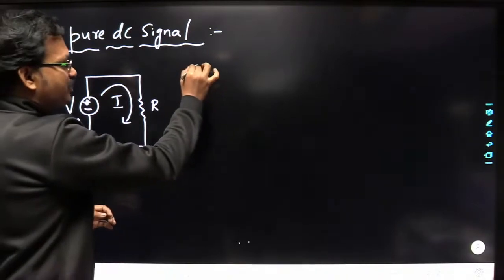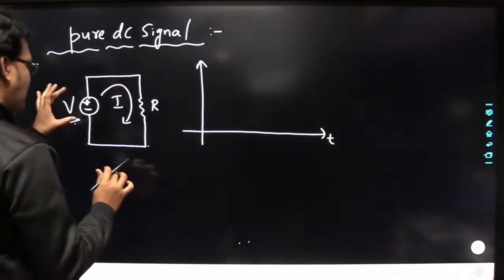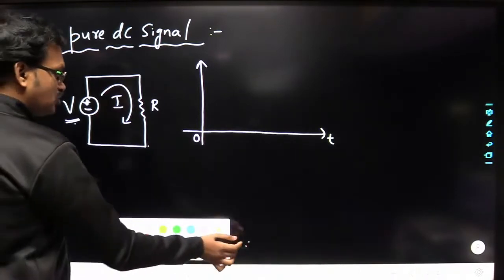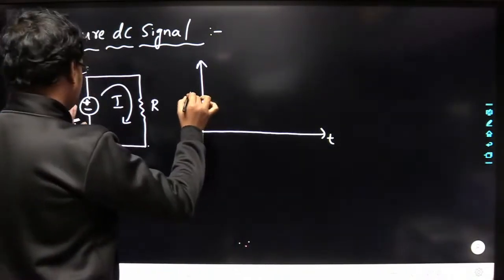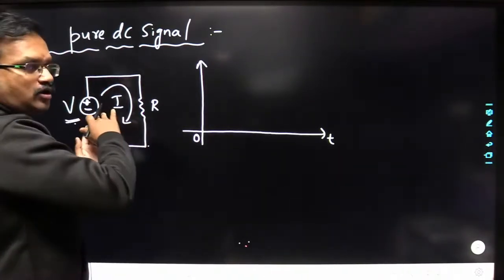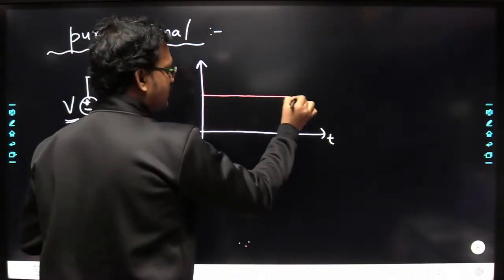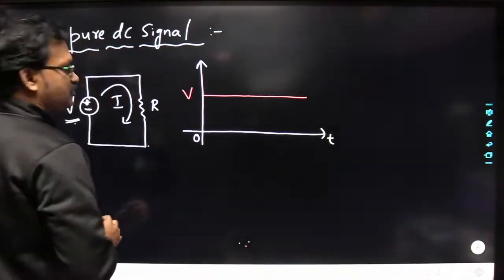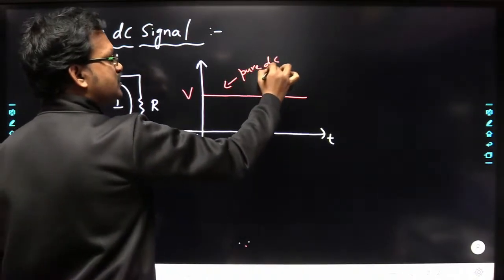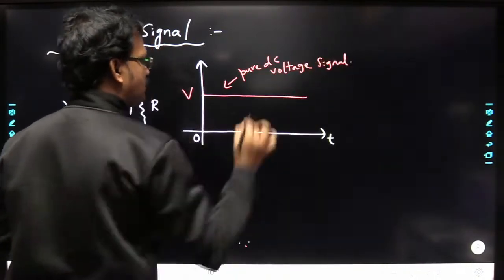So that means I can represent this voltage signal with respect to time. Let us assume I have applied this voltage at t equal to 0. Then this voltage is not going to change its polarity, so for all the time it is going to have a constant value, right? So this is the voltage signal. Let us say this is V. This is nothing but a pure DC voltage signal.